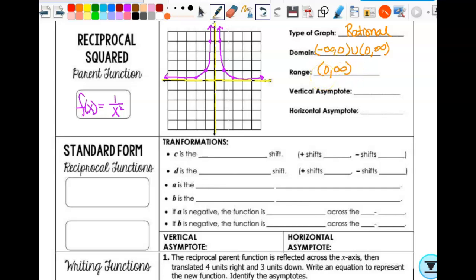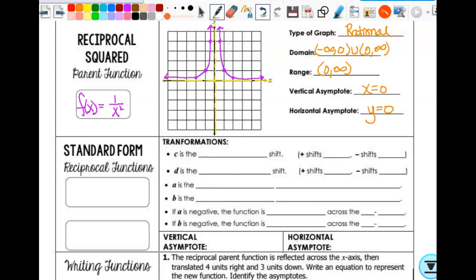Left to right, bottom to top. Do not put things like infinity to 0 because that makes absolutely no sense. All right, then my vertical asymptote, once again, is at x equals 0. My horizontal is at y equals 0. Okay. Any questions on that?